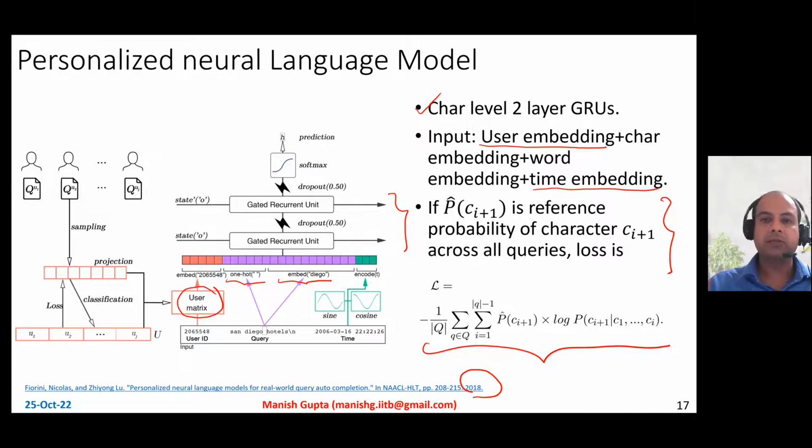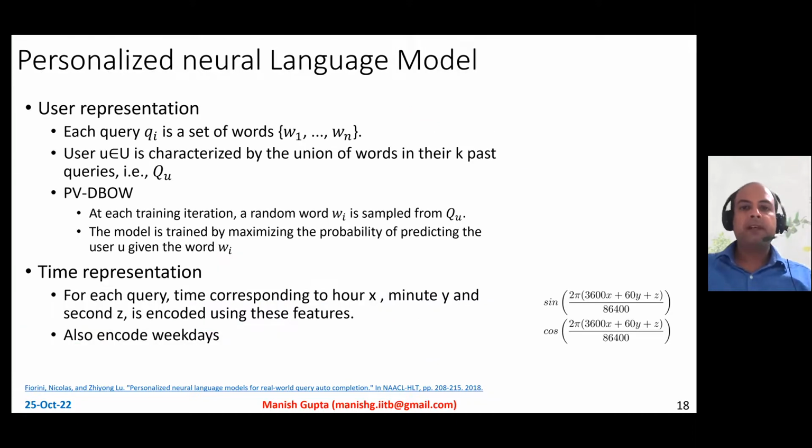maximizing the autoregressive loss. So basically maximizing the probability of seeing the next actual character given all the previous characters. So the user representation is essentially obtained using the paragraph2vec DBOW method. So it's a popular method of trying to come up with a user representation.